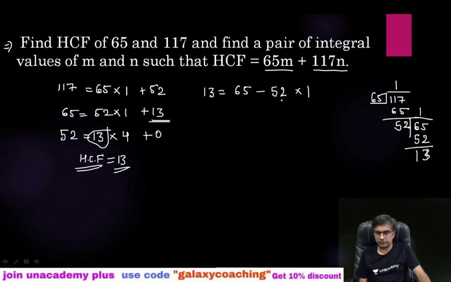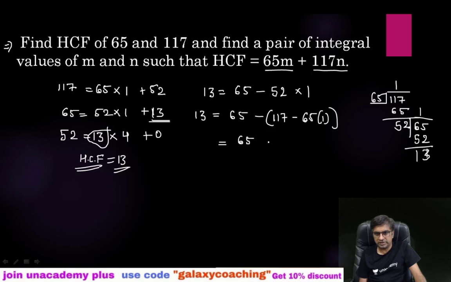Now on the place of 52, can you write down 117 minus 65 into 1? Yes, we can. Let me write down. First we get this: 13 is equals to 65 minus 52 into 1. Now on the place of 52, 117 minus 65 into 1. So let me write down, guys, sorry for this, 65 minus, and on the place of 52, 117 minus 65 into 1. Now we can open this.